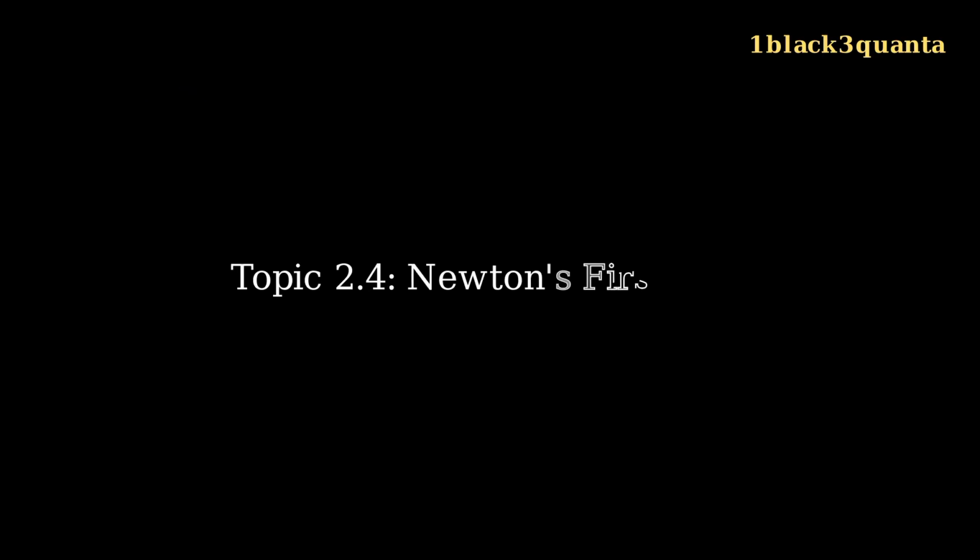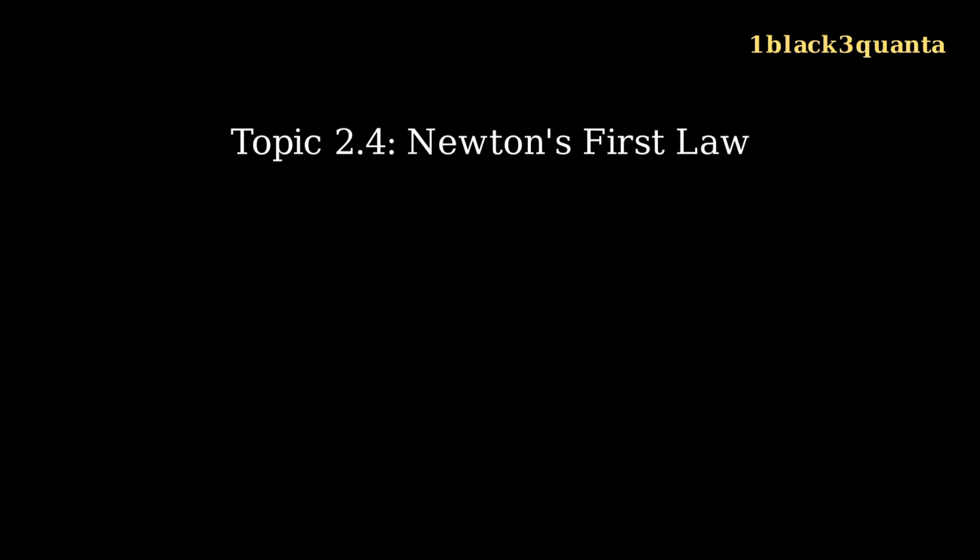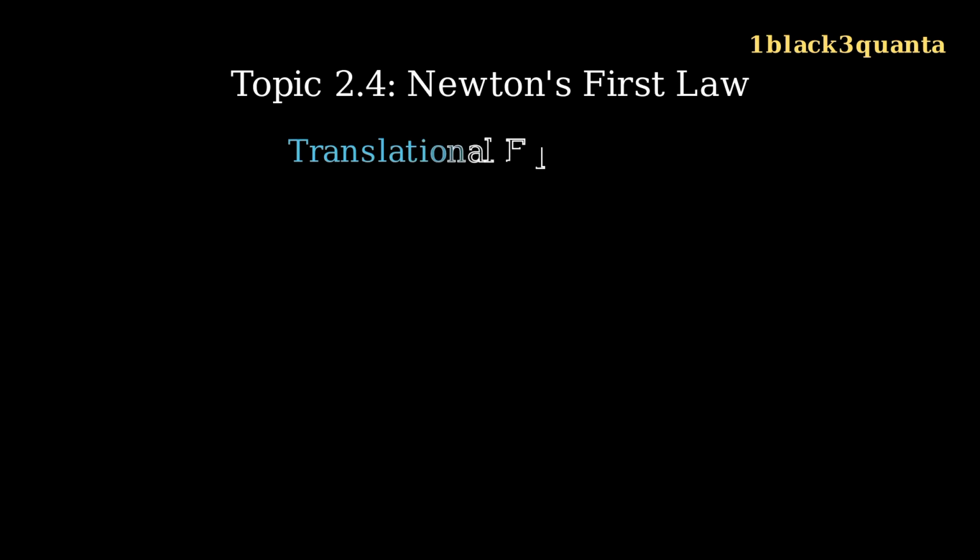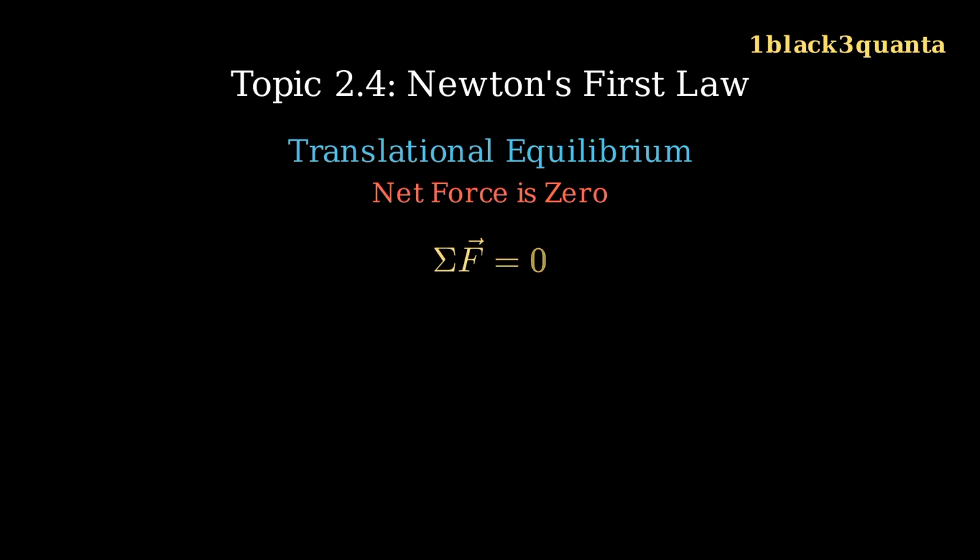Moving on to topic 2.4, Newton's first law. This law introduces the concept of translational equilibrium. This happens when the net force exerted on a system is exactly zero. Mathematically, we write this as sigma F equals 0. This means all the individual forces acting on the object perfectly balance each other out.